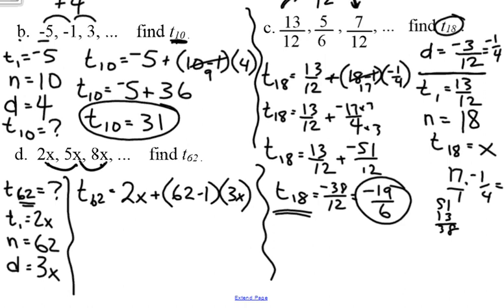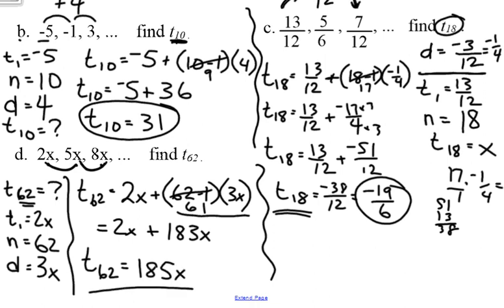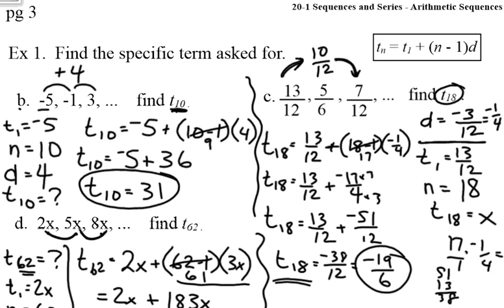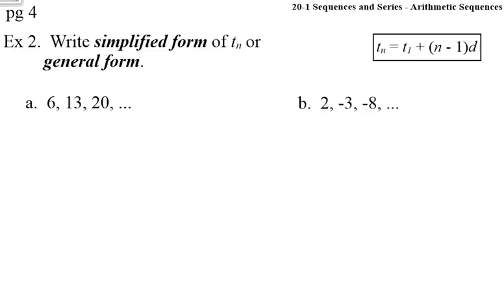Polynomials, we can work with them, add, subtract, multiply, divide them, just like whole numbers. So the 62nd term will be 2x plus 62 minus 1 is 61 times 3x. Do the multiplying, which is 183x, plus the 2x. The 62nd term would be 185x. A nice, compact little formula that works really well as long as you understand what all the parts are and you remember all your algebra steps.